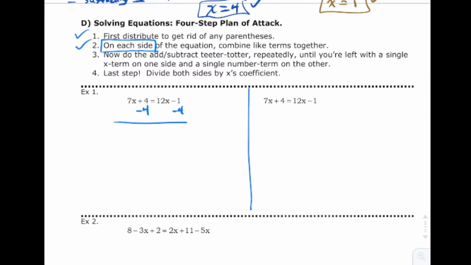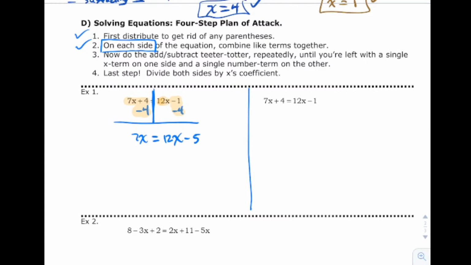And what does that leave me with? Notice I'm keeping the sides separate. Well, the 7x, the plus 4 and minus 4 go away. So I just got a 7x. And on this side, I got a 12x. And then the minus 1 minus 4 will make a minus 5. Okay, so that got me here. Well, that's a little better.